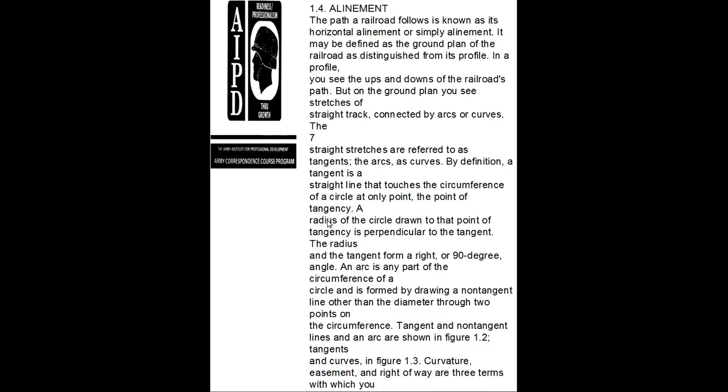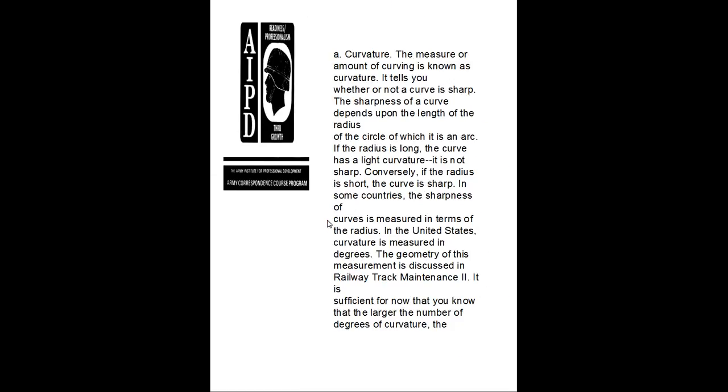Curvature, easements, and right of way are the three terms with which you should be familiar. Curvature. The measured amount of curving is known as the curvature. It tells whether or not the curve is sharp. The sharpness of the curve depends upon the length of the radius of the circle of which the curve is an arc. If the radius is long, the curve has light curvature. It is not sharp. Conversely, with a short radius, the curve is sharp. In some countries, the sharpness of a curve is measured in terms of radius. In the United States, curvature is measured in degrees.